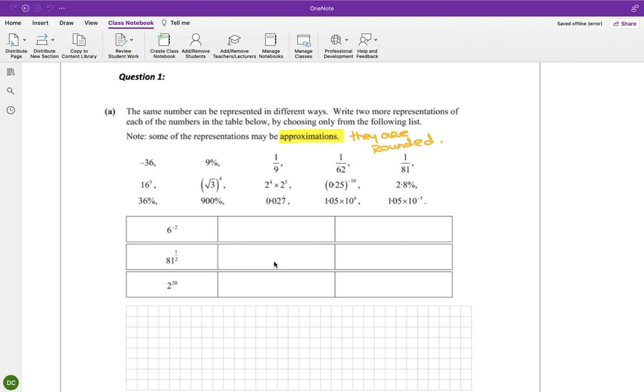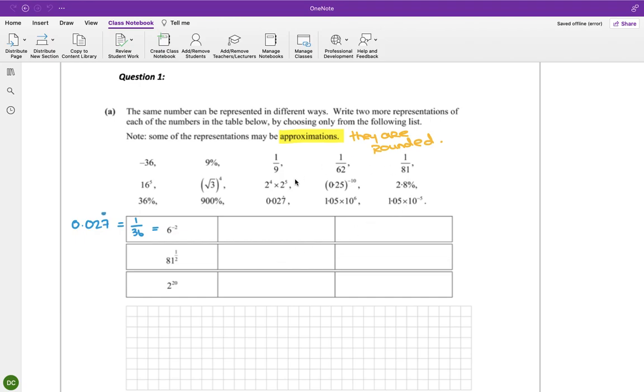Okay, so 6 to the minus 2. I'm going to get my calculator and type that in. So 6 to the power of minus 2 is 1 over 36. And then I'm just going to press SD and get that as a decimal. So as a decimal, it's 0.027 recurring.